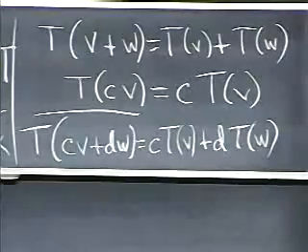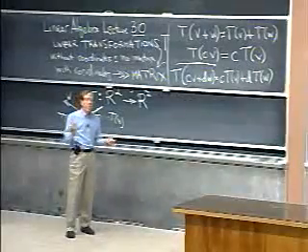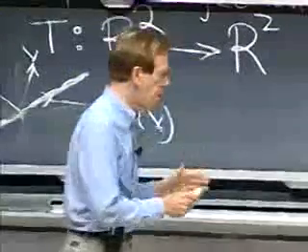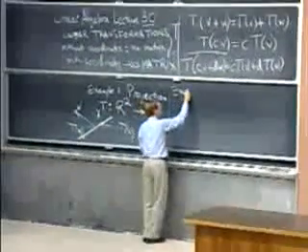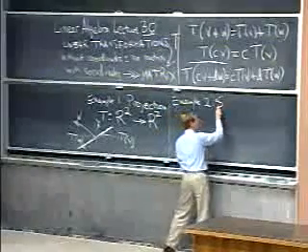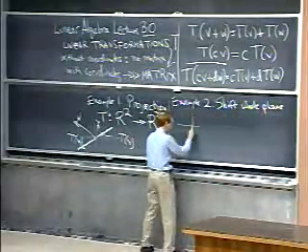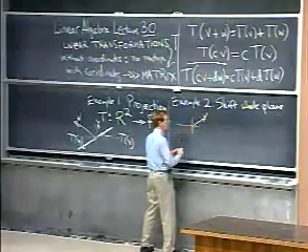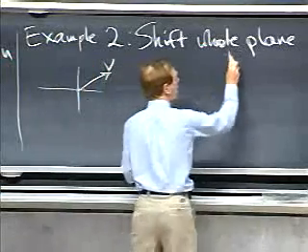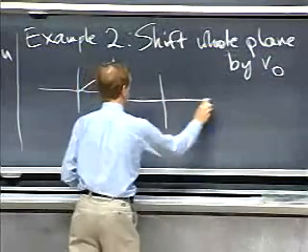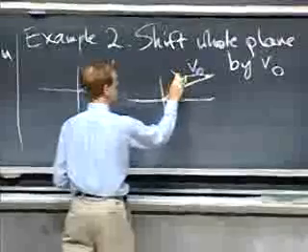Let's think about some examples. It's not hard to decide whether a transformation is linear or not. Let me give you an example so you can tell me the answer. Here's another example, example 2, shift the whole plane. Here are all my vectors, my plane, and every vector v in the plane, I shift it over by, let's say, some vector v0. Shift the whole plane by v0. So every vector in the plane, this was v, T of v will be v plus v0. There's T of v. Here's v0. There's the typical v, and there's T of v.